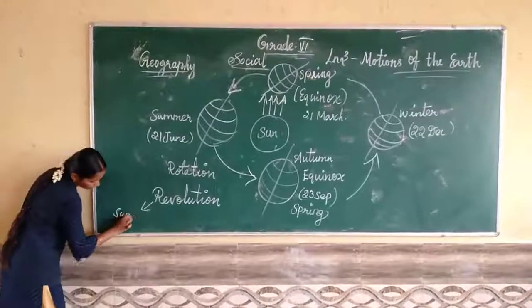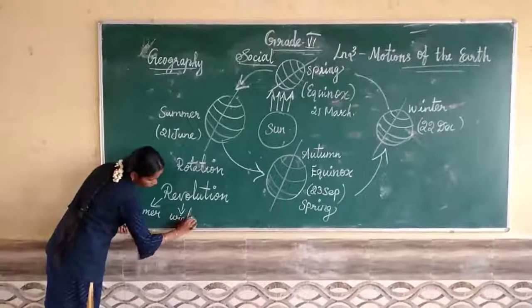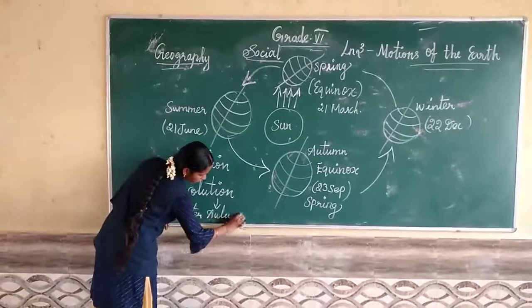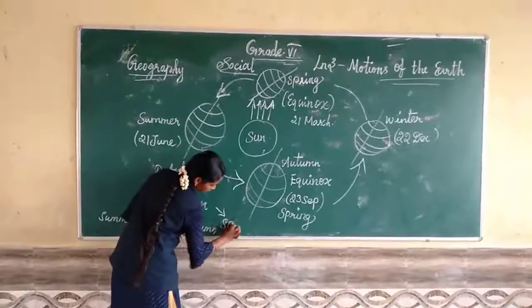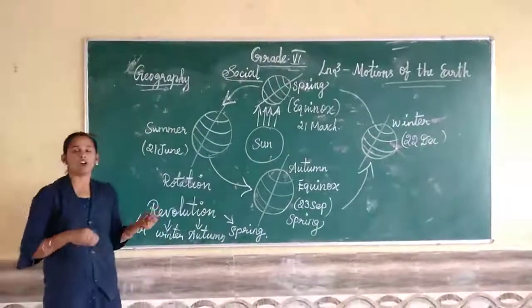Summer, winter, autumn and spring. How many days? These are the revolution.